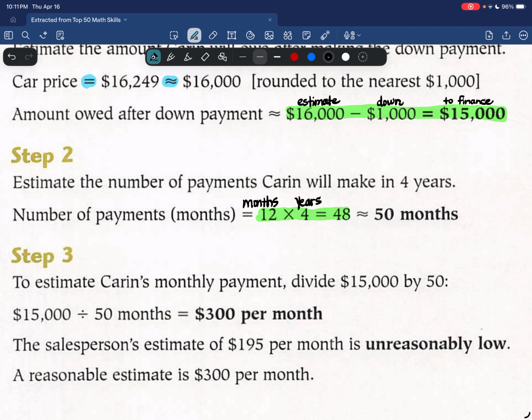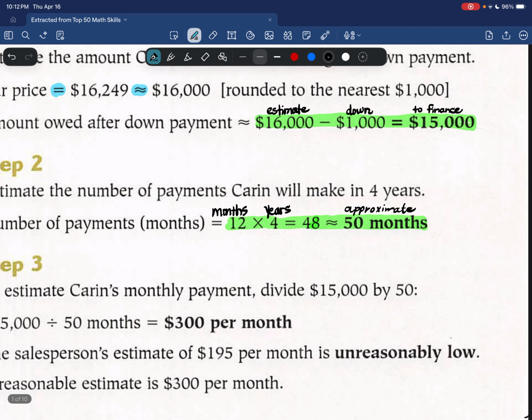But 48 is a hard number to divide. So they have gone ahead and taken it a step further to say that 48 months is about 50 months. This is the approximate payment period. Now that's an overestimate, but it still will make the division a little bit easier for me.